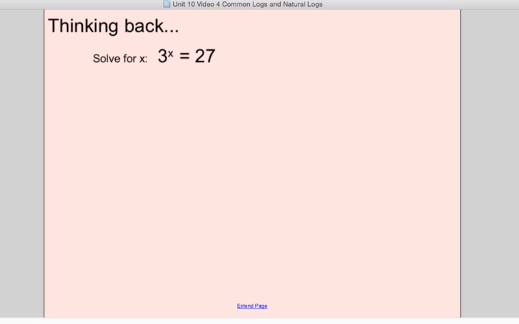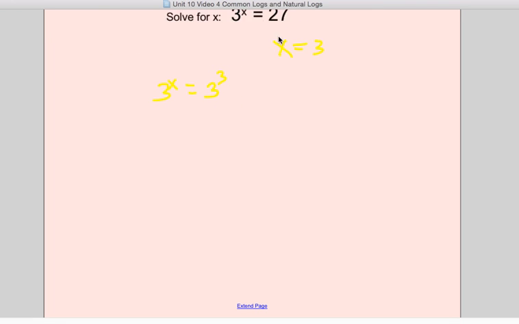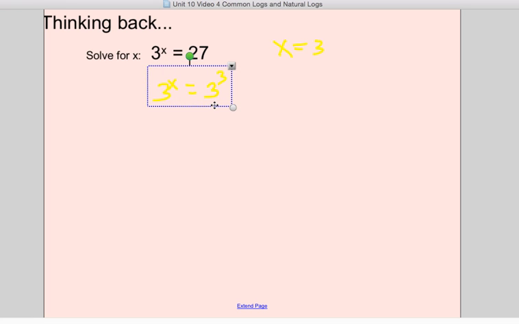All right, so I need you to go ahead and think back how we would solve for this problem. It's 3 to the x. Well, we would have said this is 3 to the x equals 3 to the third, so x has to equal 3. Okay, not all problems, though, are that nice. So what we have is other methods in order to solve problems like this.